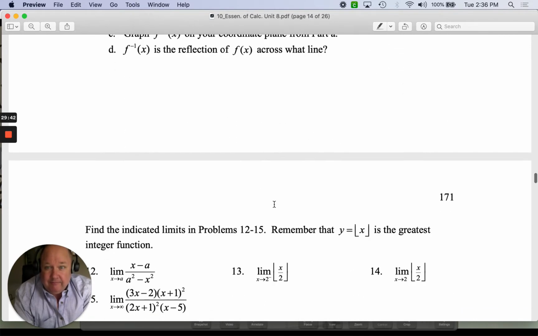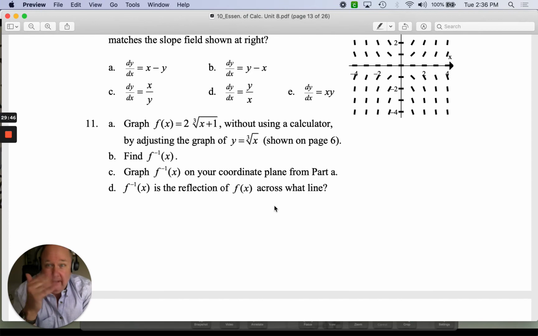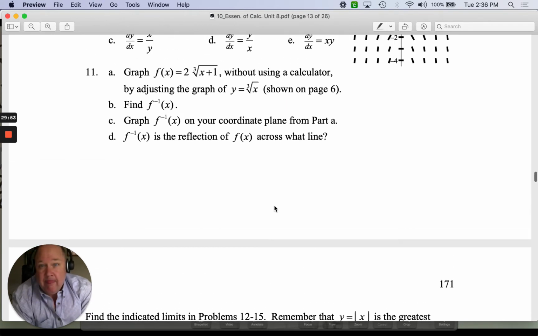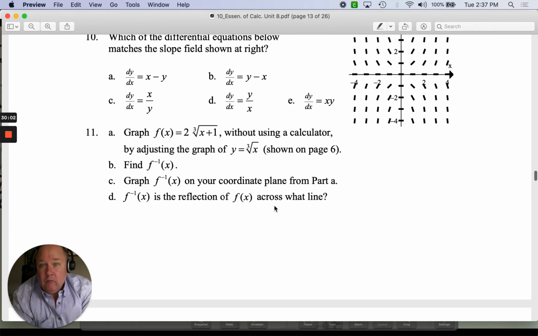Number 11. This will be our last one for this video, and then I'll do 12 and on, which are all review kind of questions. So for number 11, oh, why not? We'll graph it right on here. So number 11's review. Number 10 was the last one with diffie-qs and slope fields.